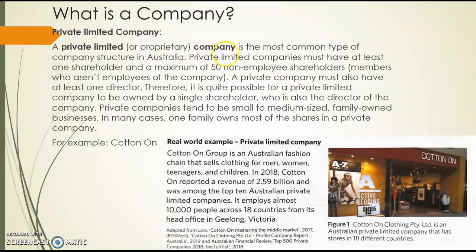Now, private companies tend to be small to medium sized, family owned businesses. In many cases, one family owns most of the shares in a private company. Okay. Now, this is an example of Cotton On. So we all know Cotton On, it's a clothing store, and it is a private limited company. Okay, if you want to read through this example, you can. It is an Australian private limited company that has stores in 18 different countries. Okay, it originated in Geelong.